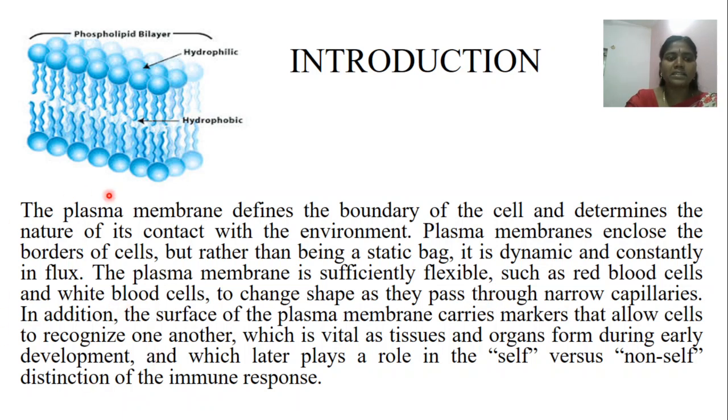In addition, the surface of the plasma membrane carries markers that allow the cells to recognize one another, which is vital as tissues and organs form during early development, and which later plays a role in the self versus non-self distinction of the immune response. So this is the bilayer, where you can see the phospholipid bilayer, where the upper surface is hydrophilic in nature, and in between these two layers this region is hydrophobic.